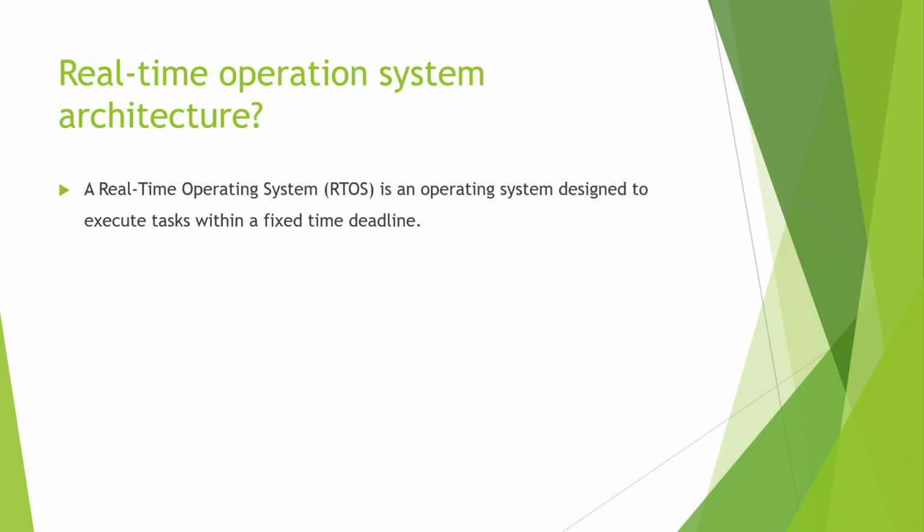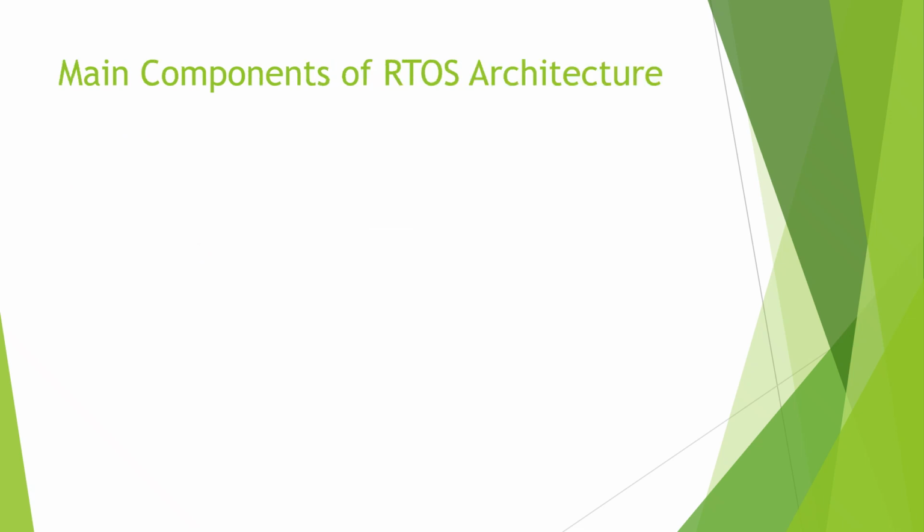Then the topic is real-time operating system architecture. A real-time operating system (RTOS) is an operating system designed to execute tasks within a fixed time deadline. The main components of RTOS, real-time operating system architecture. Here, first of all, kernel is the core part of RTOS, manages scheduling, memory, and interrupt.